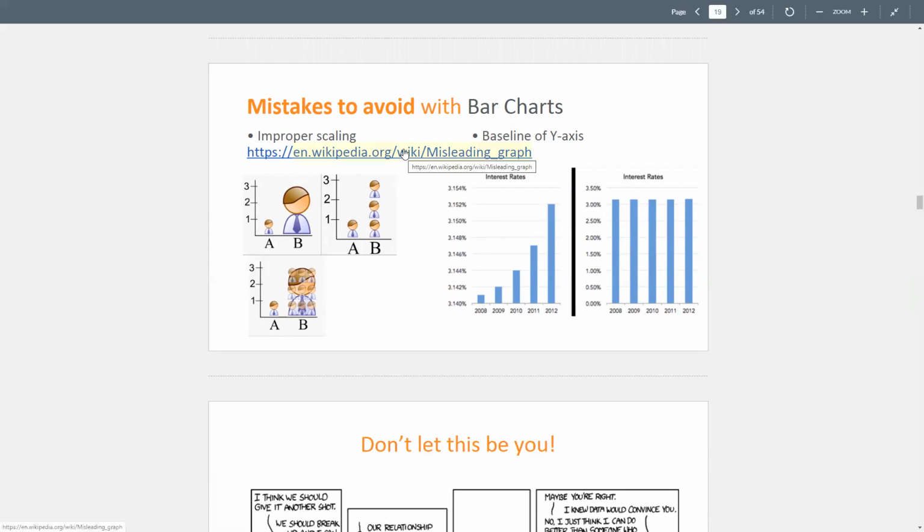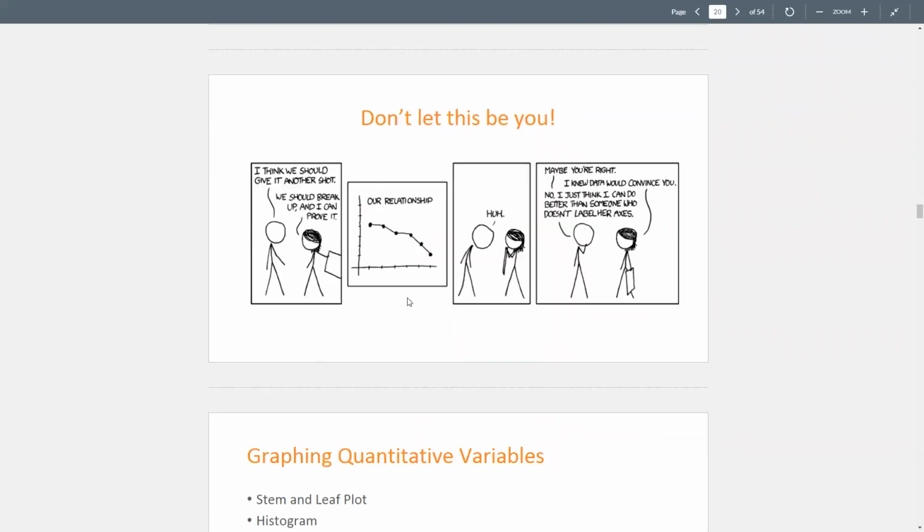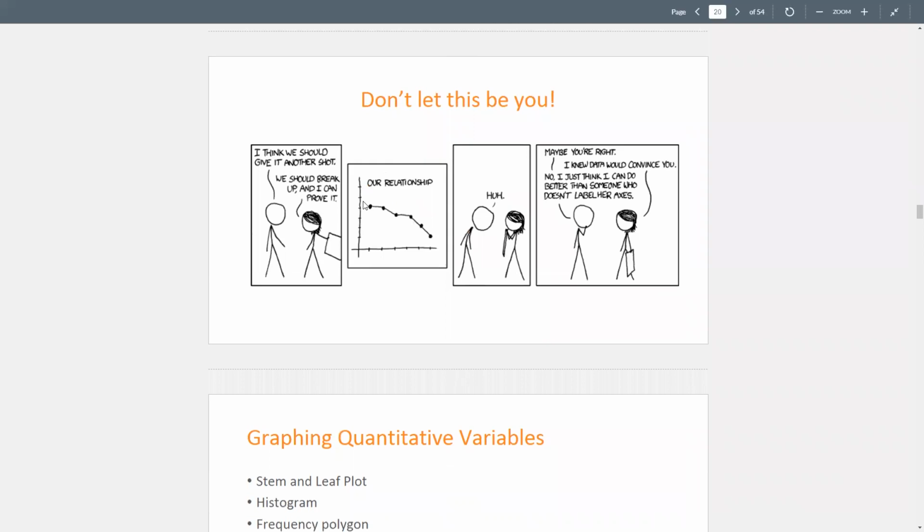I've also linked here to a really cool Wikipedia page of misleading graphs that you can check out. I thought this was just a funny comment.